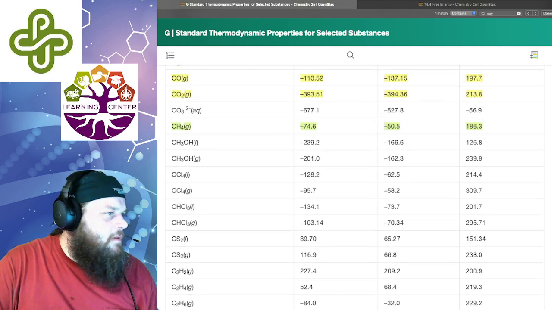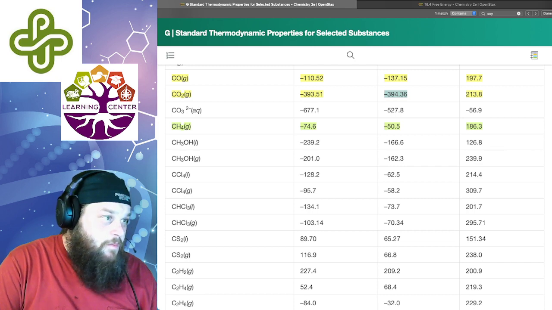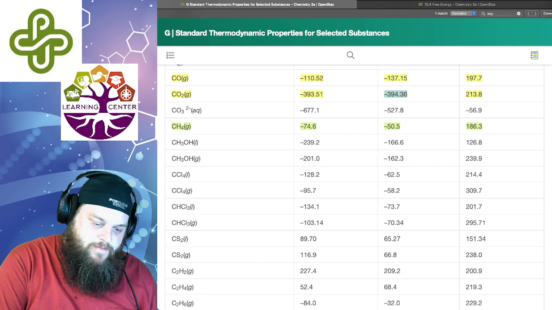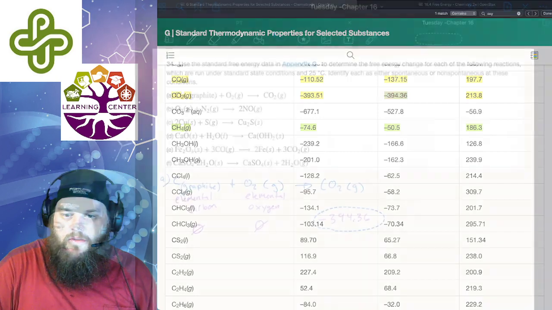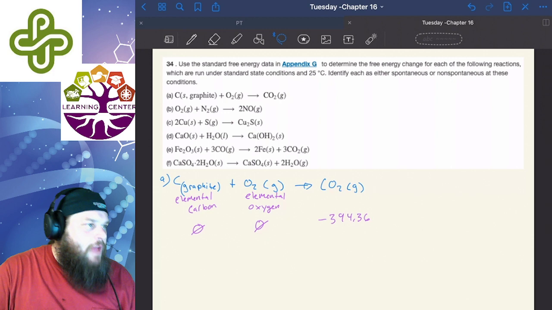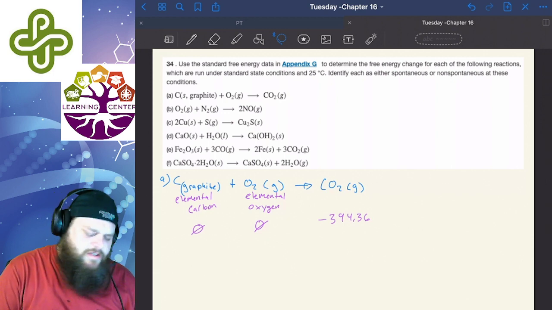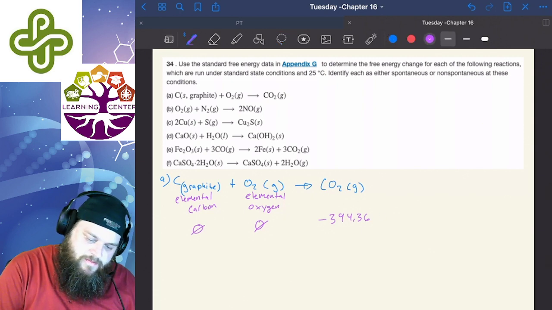There we are. And we're looking at negative 394.36. Switching back now. And the units for that should be joules per Kelvin. Oh, sorry, it's just kilojoules. These are in kilojoules.